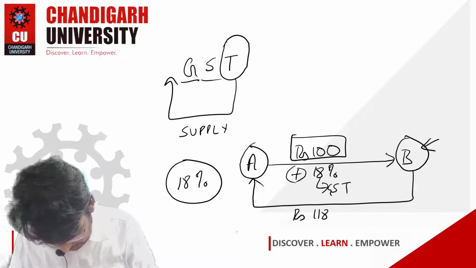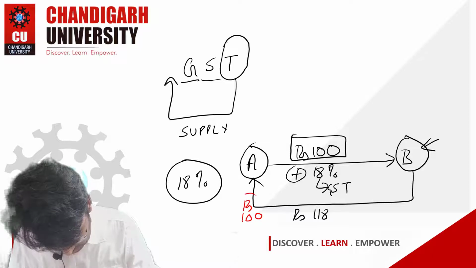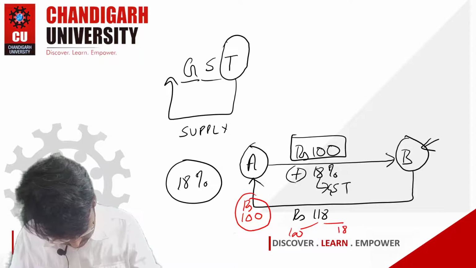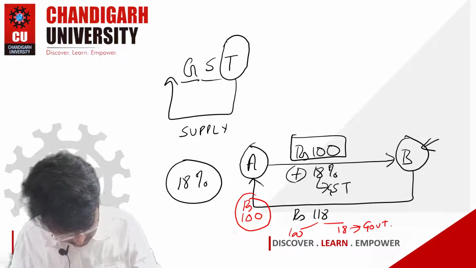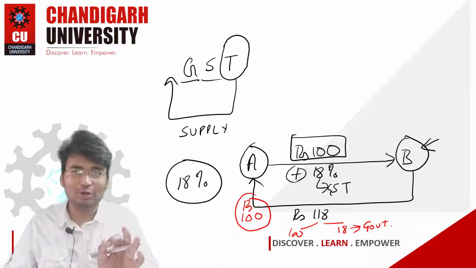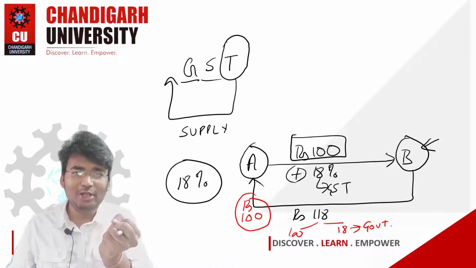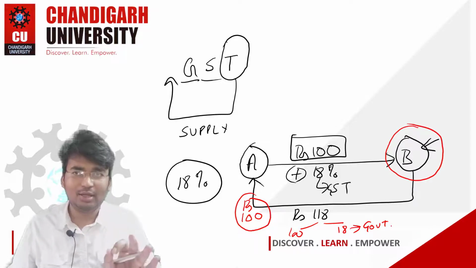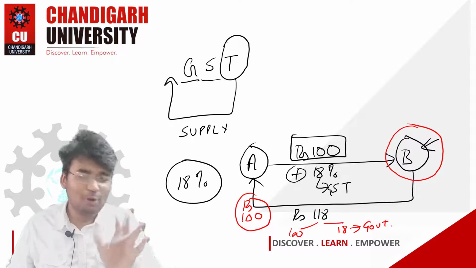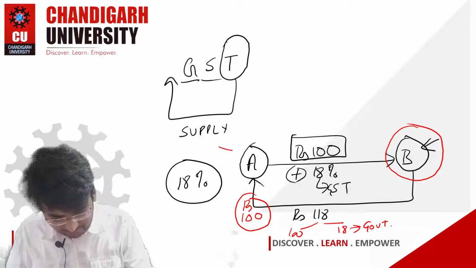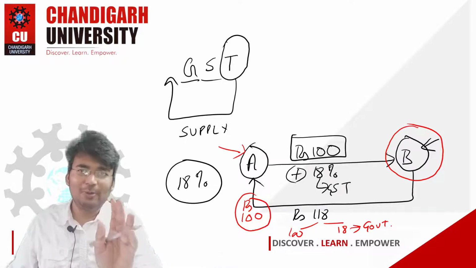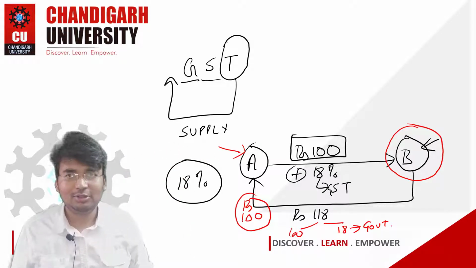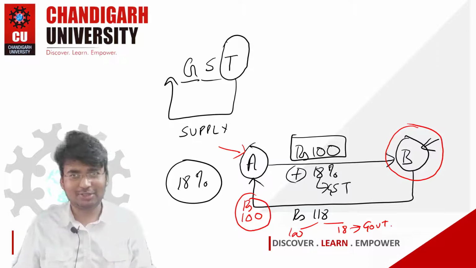Now A will keep 100 rupees with himself and deposit the 18 rupees with the government. So students, please make sure that the amount of GST is going out of the pocket of B. B is the recipient of goods, but the liability, the responsibility of depositing the tax with the government lies with the supplier of goods. So B is the person who is actually paying tax, but A is the person who is depositing tax with the government. This is the basic mechanism of how GST works.